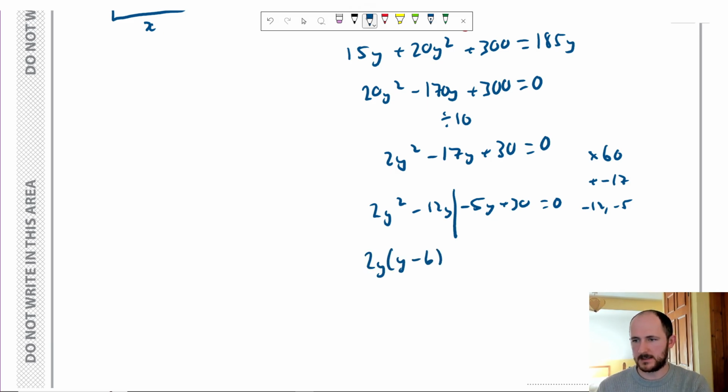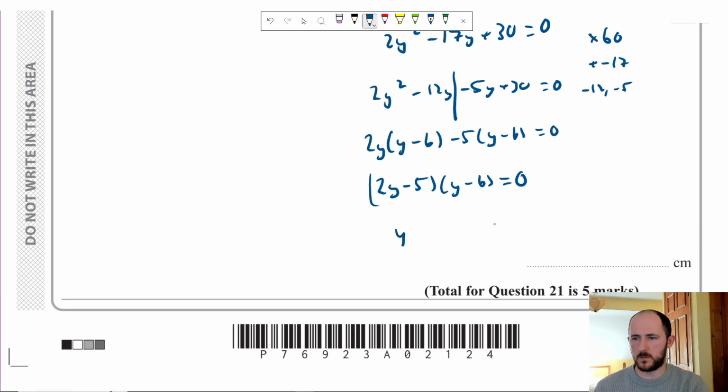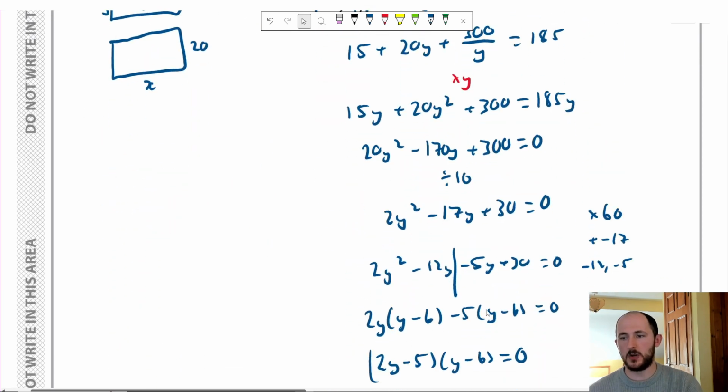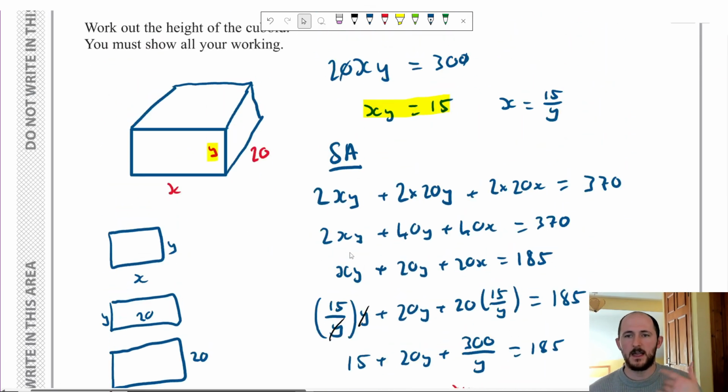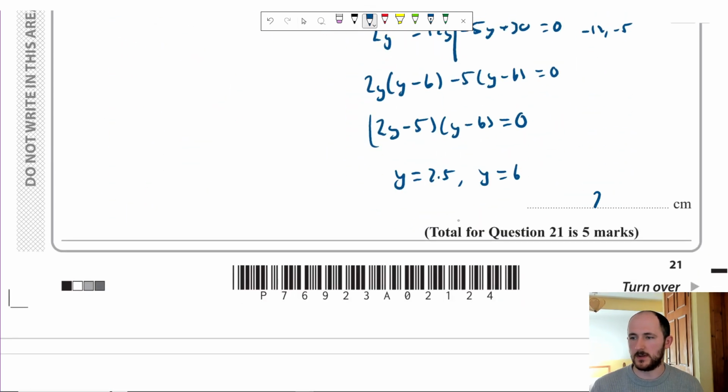(2y minus 5)(y minus 6) equals 0. So we get 2y minus 5 as one bracket, and y minus 6 is the other bracket. So we get two values: one is y equals 2.5, the other one is y equals 6. Now it tells me that the width is greater than the height. So if we have two answers, 2.5 and 6, then the smaller answer should be the one that we use. So y is equal to 2.5, for 5 marks.